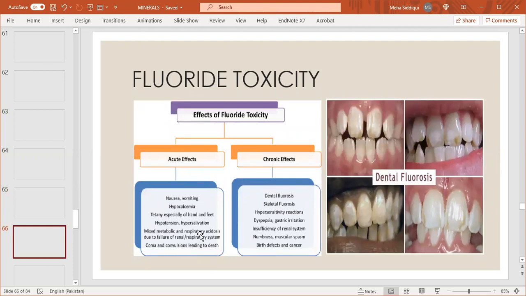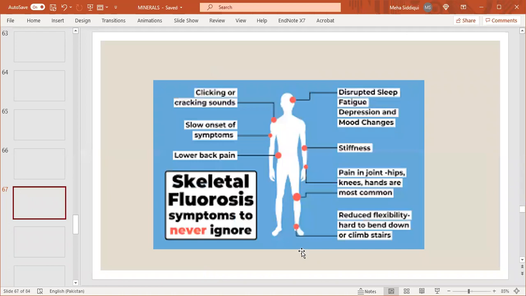In a few acute effects: nausea, vomiting, hypocalcemia, tetany, especially of hand and feet, hypotension, hypersalivation, mixed metabolic and respiratory acidosis due to failure of the renal respiratory system, and common convulsions leading to death. Chronic effects are dental fluorosis, skeletal fluorosis, hypersensitivity reactions, dyspepsia, gastric irritation, insufficiency of the renal system, numbness, muscular spasm, birth defects, and cancer. Now, what is skeletal fluorosis?